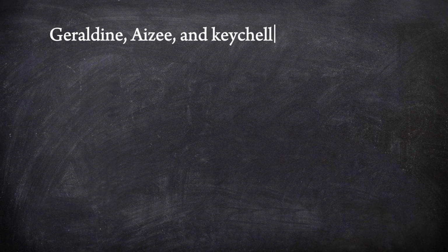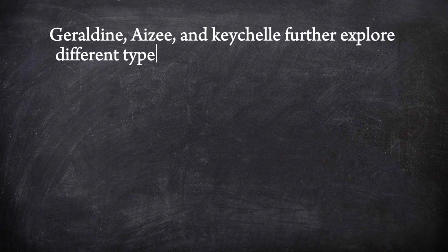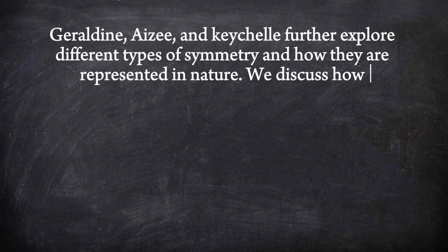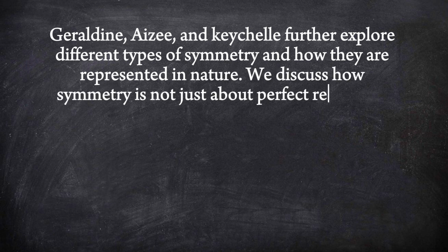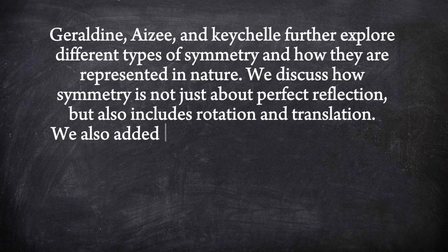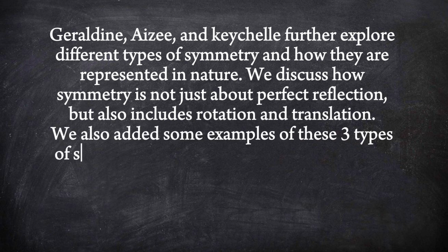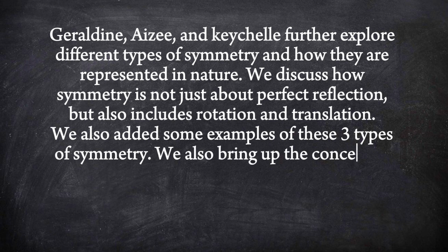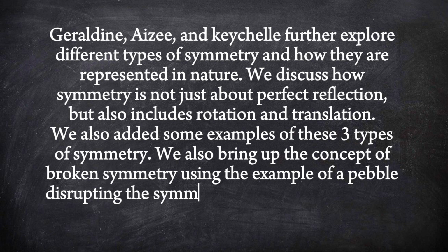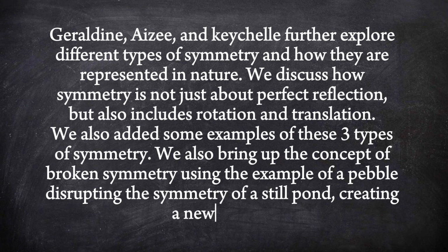Geraldine, Aizee, and Keychelle further explore different types of symmetry and how they are represented in nature. We discuss how symmetry is not just about perfect reflection, but also includes rotation and translation. We also added some examples of these three types of symmetry. We also bring up the concept of broken symmetry, using the example of a pebble disrupting the symmetry of a steel pan, creating a new pattern.